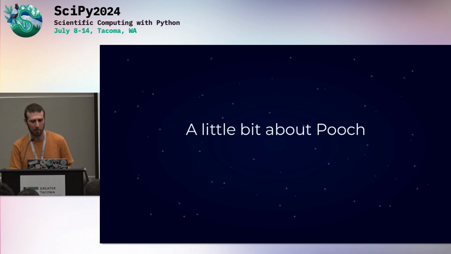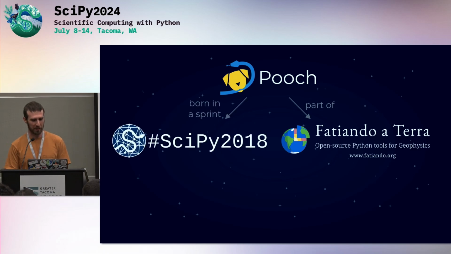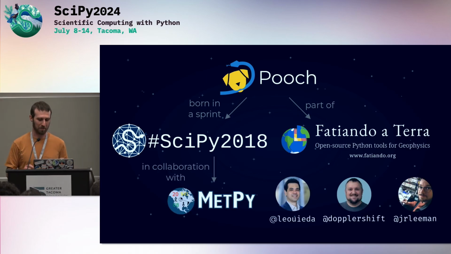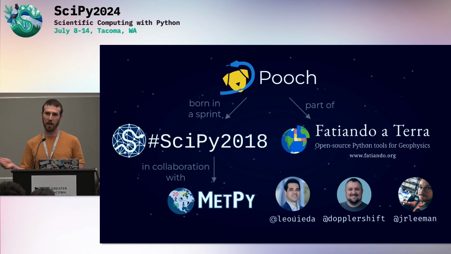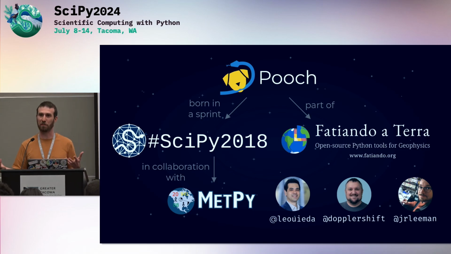Okay, let me talk to you a little bit about Pooch. So Pooch is part of the Fatiando Terra project, which is a project for developing open source Python tools for geophysics. It started in Brazil over 12 years ago. And Pooch particularly was born in a SciPy sprint in 2018, where Leo was working in collaboration with the guys in MetPy, especially with Ryan May and John Leeman. And they noticed that these two projects had very, very similar code for downloading these data files for their own gallery examples. And they decided to create a single package to make lives easier for everyone. So that's how it was born.